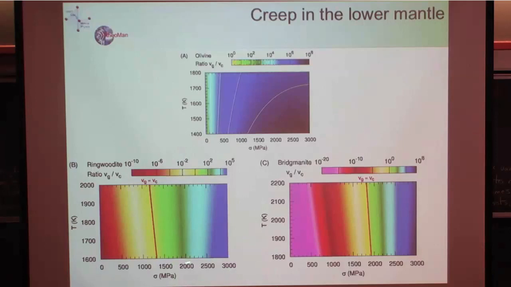What do we see? If we go at high stress, remember the stresses that we observed in the lab, we do see the same kind of behavior where glide is faster than climb. But it's only if we apply these high stresses that we can have glide doing the job. If we look at the mantle, we see that it's a completely different behavior than the one that we can activate in the laboratory, where here glide cannot do the job, and it's only climb that can operate. It's the same and even worse for bridgmanite.